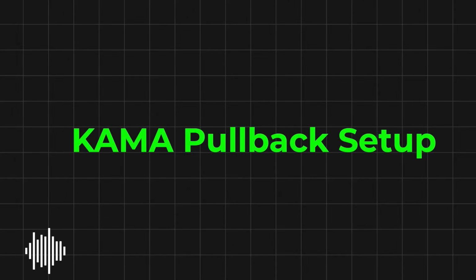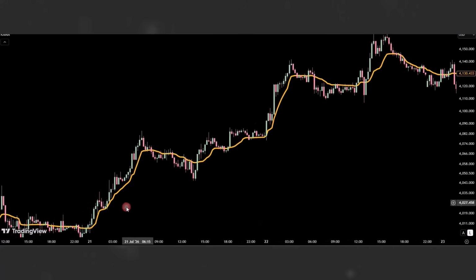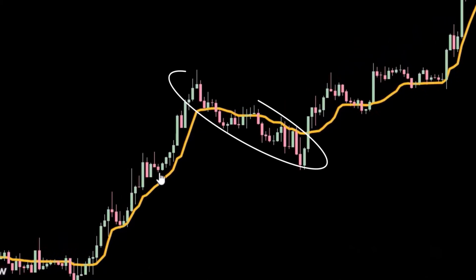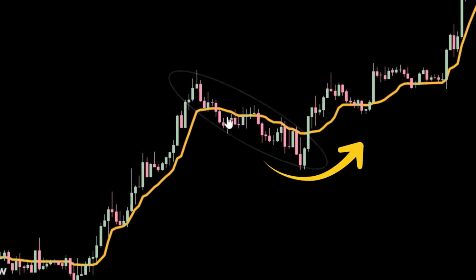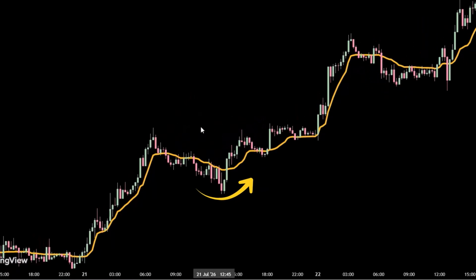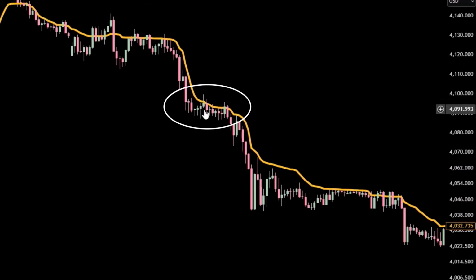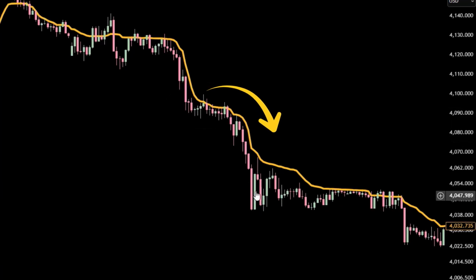KAMA pullback setup. Now let's turn this idea into a simple entry setup. Instead of entering immediately after a move, we wait for price to pull back toward KAMA. But a touch of KAMA alone is not enough. We want to see price react around this area and begin moving back in the direction of the trend. For a bullish setup, we'll look for price to hold around KAMA and start moving higher again. For a bearish setup, we'll look for price to react around KAMA and start moving lower again.